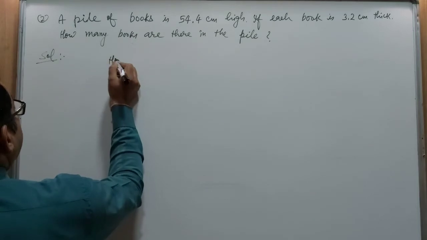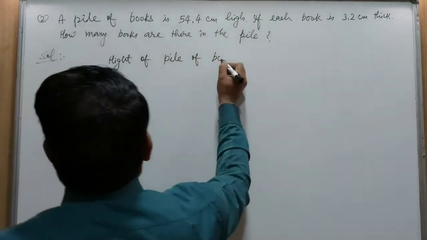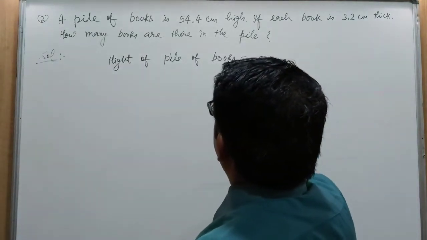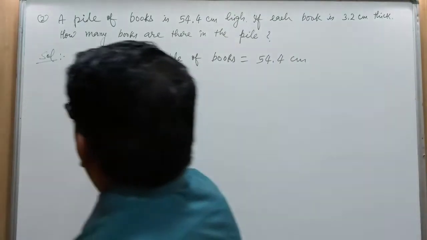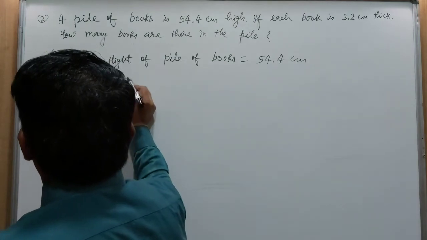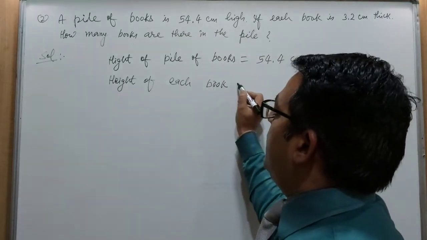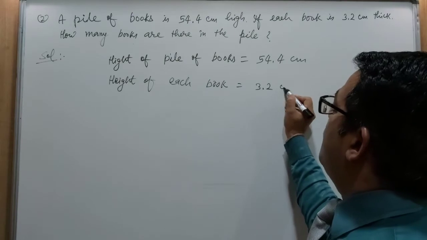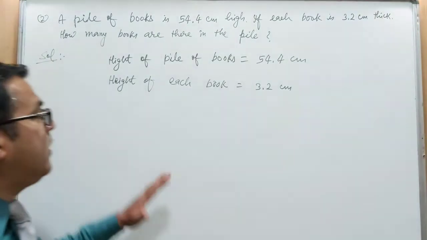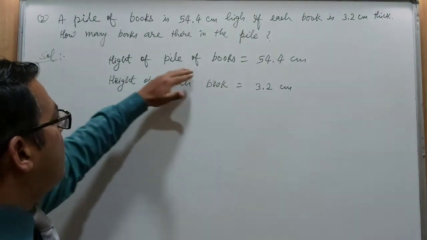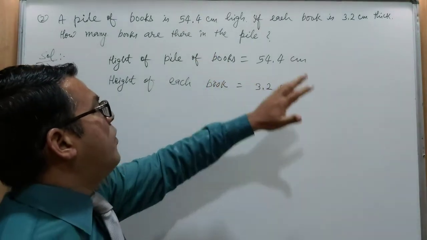So what is given is the height of the pile of books. It is given, 54.4 centimeter, right? Height of each book is also given, it is 3.2 centimeter. Height and thickness have the same meaning here, right? So the height of each book is 3.2. The height of the pile, that pile is there, so many books we kept there together, it is 54.4.